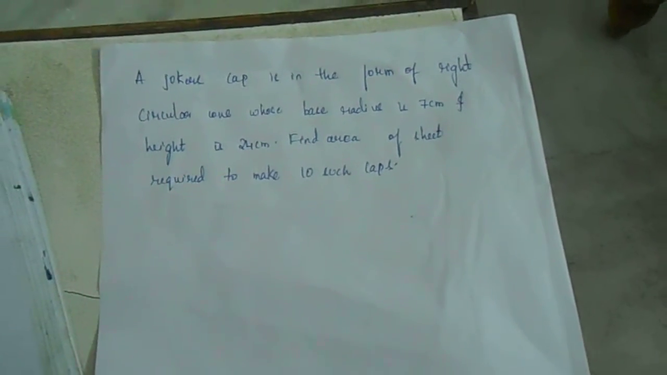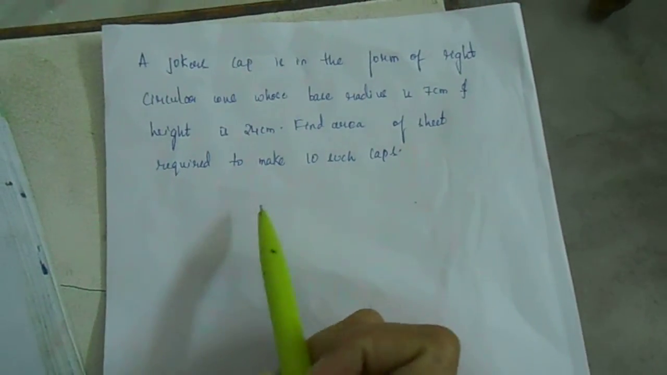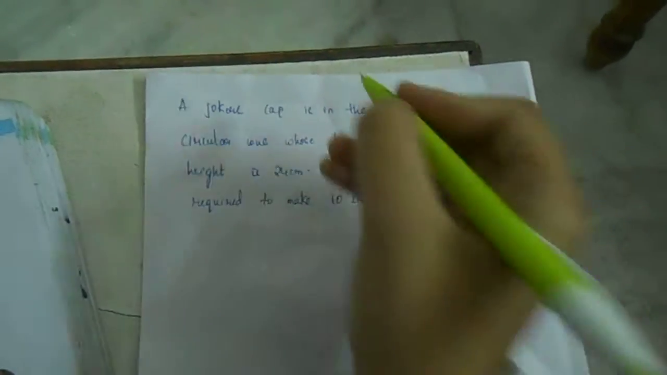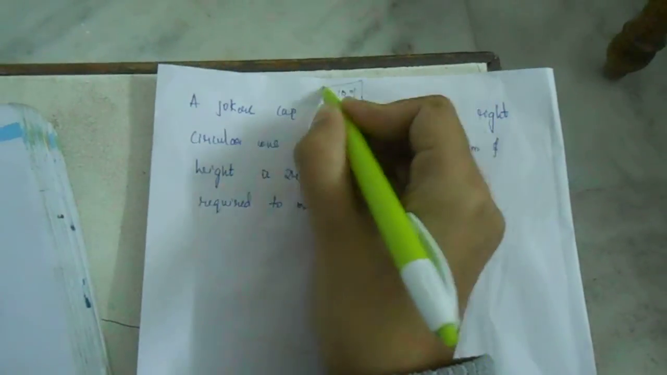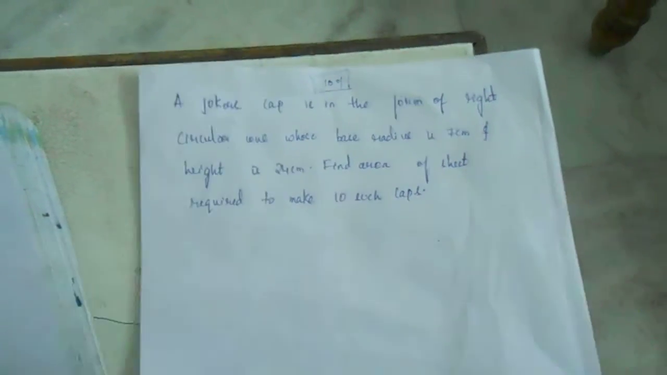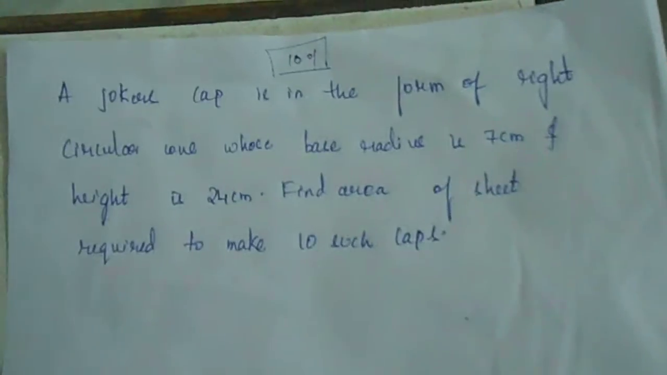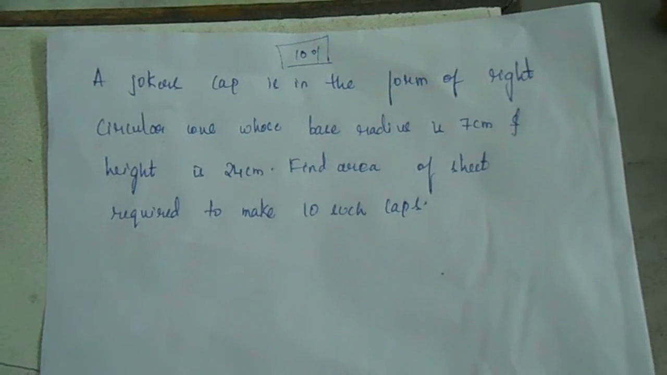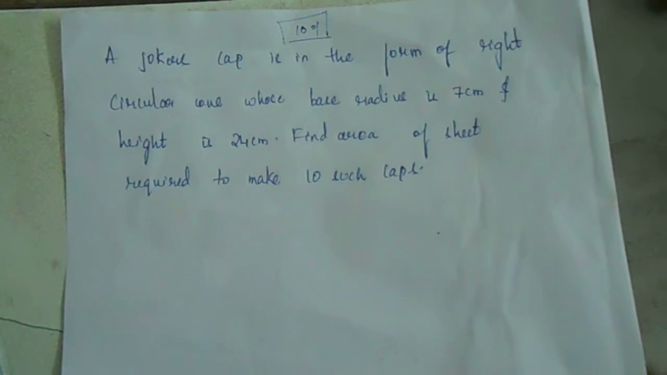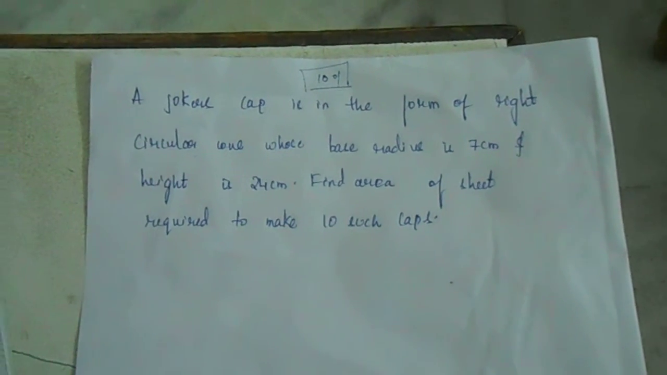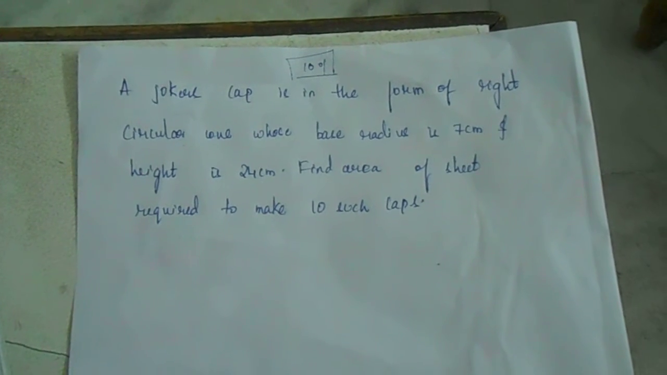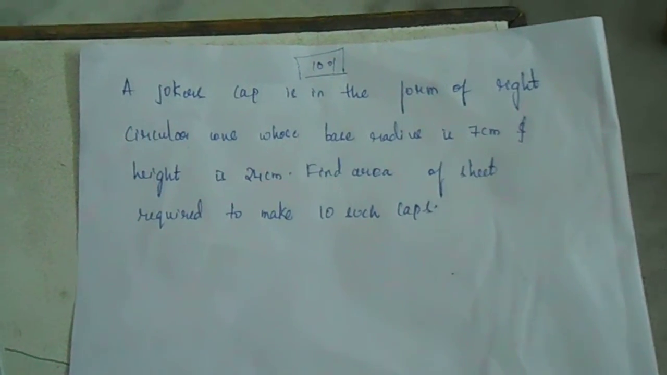Hi everyone. This is the first problem from mensuration in your maths textbook for SSC 10.1. The question goes: there is a joker cap in the form of a right circular cone whose base radius is 7 centimeters and height is 24 centimeters. Find the area of the sheet required to make 10 such caps.